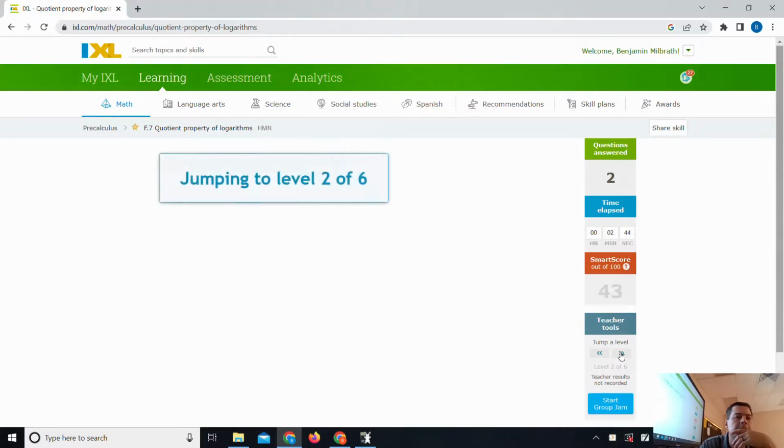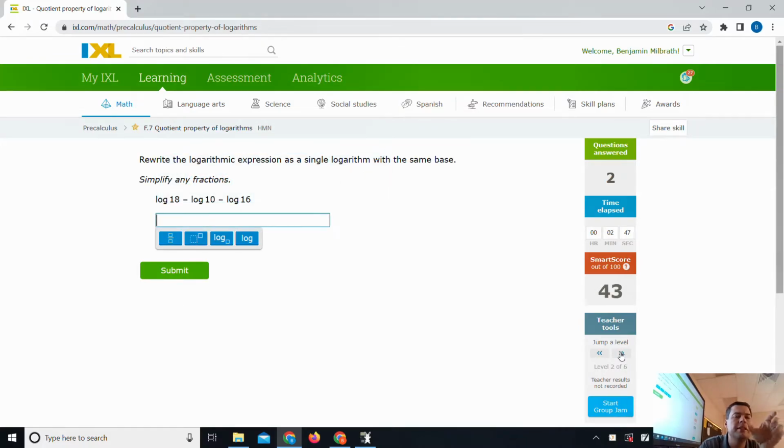Jump up, see if there's anything interesting. This is the condensing. This is the other way around. I cannot talk. I'm too tired. We condense subtraction with division.